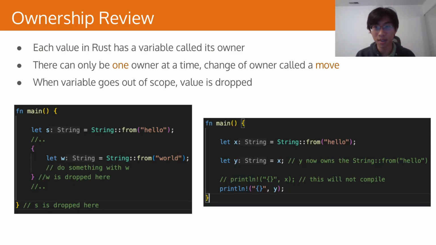So as a review of ownership, remember that each value in Rust is owned by something, and there can only be one owner at a time. When we change the owner, it's called moving, and when this variable goes out of scope, the value that it owns ends up being dropped.